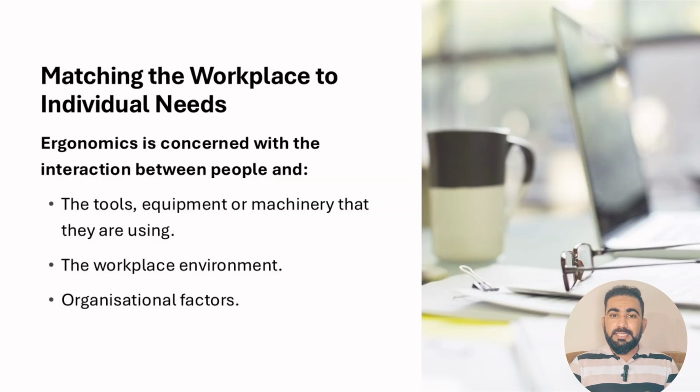To help prevent musculoskeletal disorders, it is essential to match the workplace to the individual's requirements, and that's where ergonomics comes in. Ergonomics is all about improving the fit between a person and their workplace. It looks at how people interact with the tools, equipment, and machinery, making sure everything is positioned and designed to reduce the strain. It also considers the workplace environment, things like space, layout, lighting, and temperature. But it does not stop there. Organizational factors, such as workload, task rotation, and break schedules, also play a big role. By focusing on ergonomic principles, we can create a safer, more comfortable, and more efficient workplace for everyone.